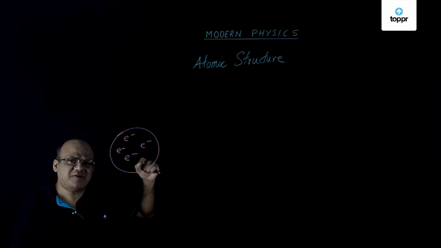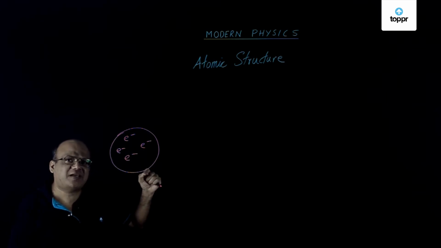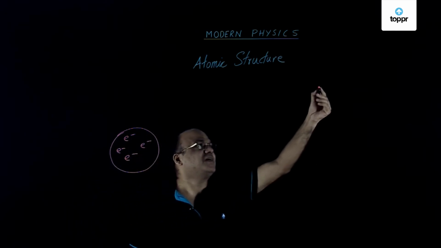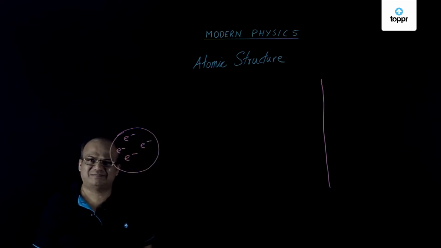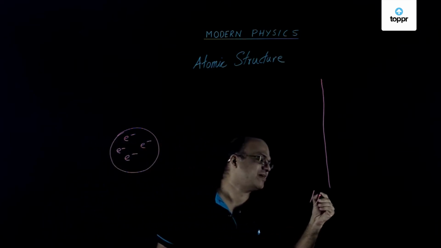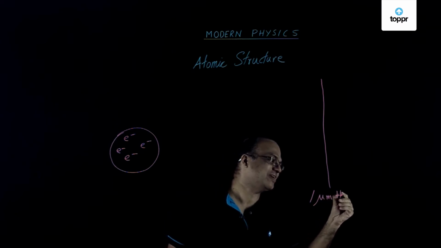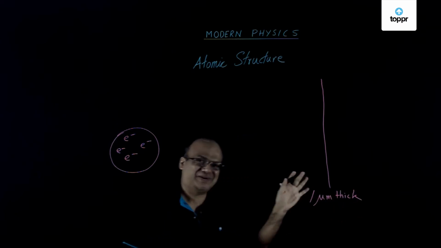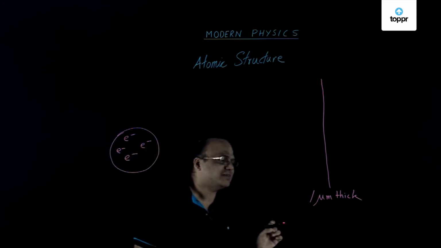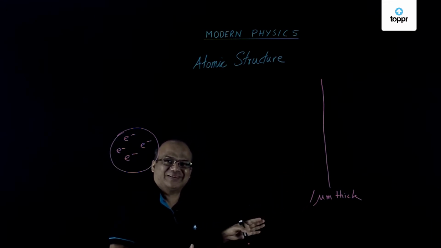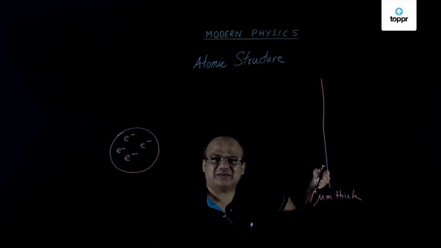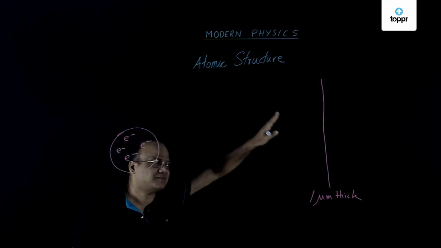Then a famous experiment was done by Geiger and Marsden under the advice of Rutherford, the gold foil experiment. They took a very thin gold foil, 1 micrometer thick. We should not be saying thick because that is actually thin, right? But we say 1 micrometer thick. Why did they take a gold foil? Not because they liked gold, but because gold is malleable. It can be beaten down into thin sheets.